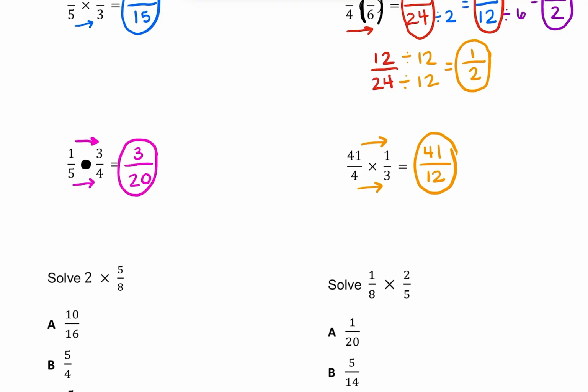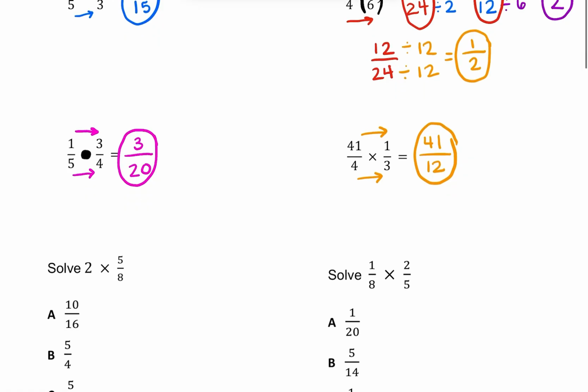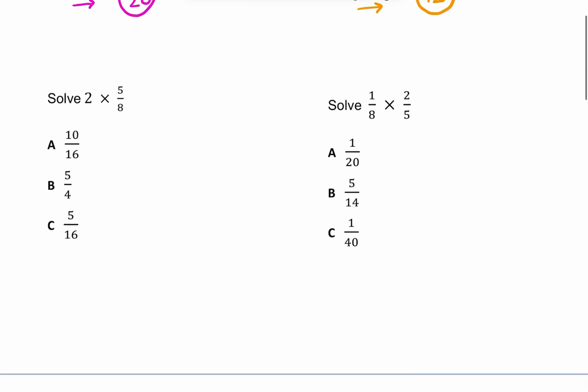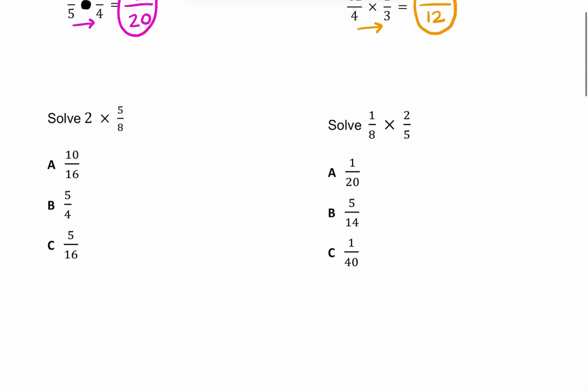So again, if we have two fractions we're multiplying, we just go straight across top and bottom and multiply. Pretty simple. All right, let's look at some multiple choice down here. In this first one, it says solve 2 times 5/8. So hopefully you realize that this 2 is a whole number. It's not a fraction, but we can make it a fraction.